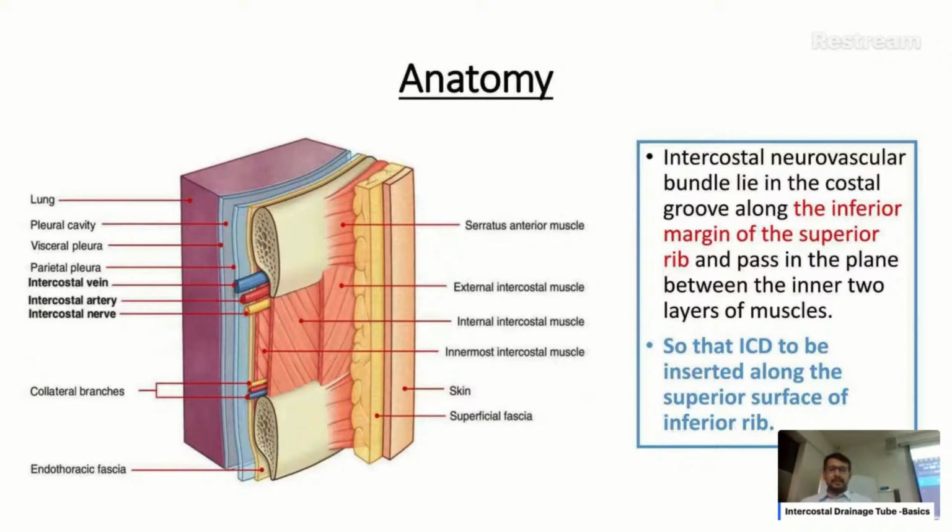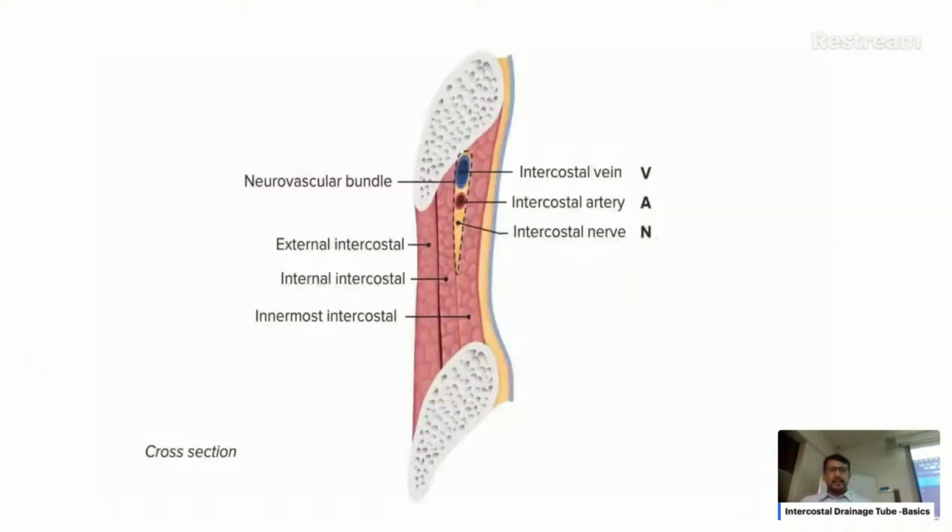So first the skin, superficial fascia, followed by the subcutaneous fat, then serratus anterior muscle, followed by the three intercostal muscles: external intercostal, internal intercostal, and innermost intercostal muscle. And the intercostal neurovascular bundle lies in the costal groove along the inferior margin of the superior rib and passes in the plane between the inner two layers of the muscle. So the ICD is to be inserted along the superior surface of the inferior rib.